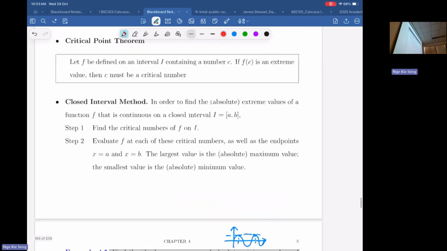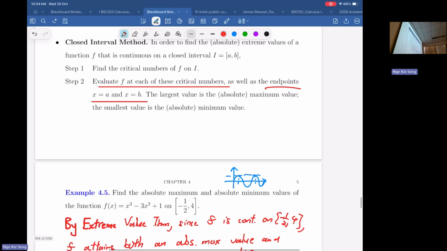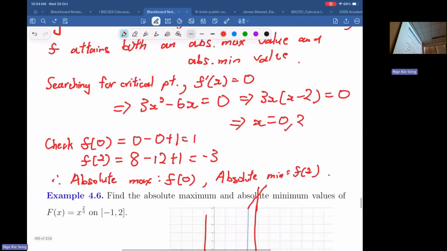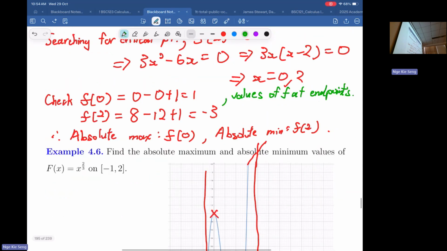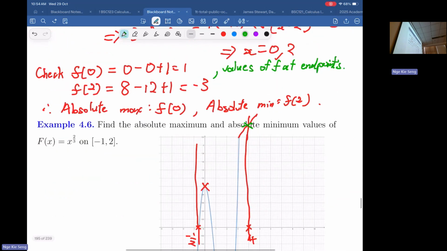If you look back to this method, you not only need to check the critical numbers, you also need to check the endpoint. So you need to compare with the endpoint values, checking the values of f at the endpoint. It's very important. This is the part that students always forget. They just check the stationary point, or just check a singular point, and then finish. But you need to check the endpoint because it could happen that the maximum happens at the endpoint.